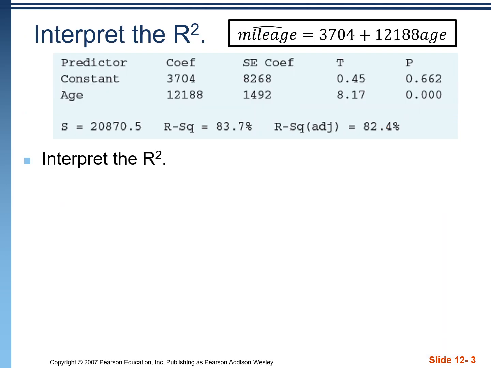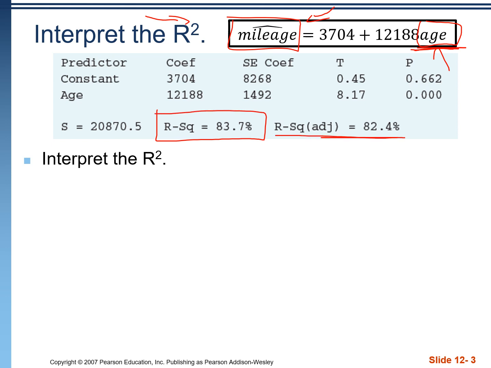The first question that you may be asked when it comes to assessing a regression model is to interpret the R-squared. The R-squared is telling us how good this equation is at predicting mileage. If we were to plug in the age of a car, are we going to get something that's close to the actual mileage, or something way off? In other words, how much of the movement in mileage can be predicted by just the age of the car? So in our table, we see R-squared right here.